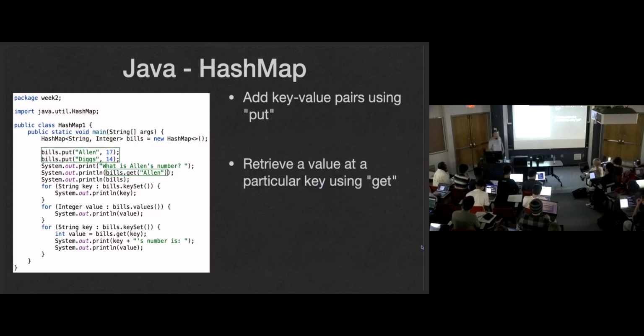When we add key value pairs, we use the put method. So we're going to put a key value pair into a hash map. And to get a value at a specific key, we're going to use the get method, just like we did with array lists. Except instead of getting at an index, we're getting at a key. Give me the value stored at this key, or give me the value that this key maps to.